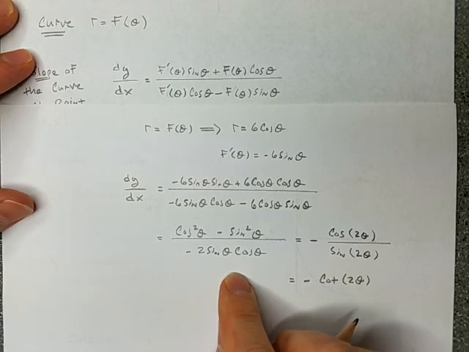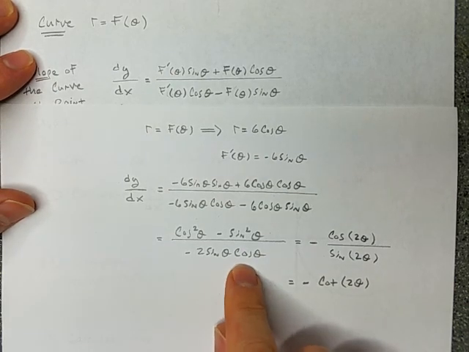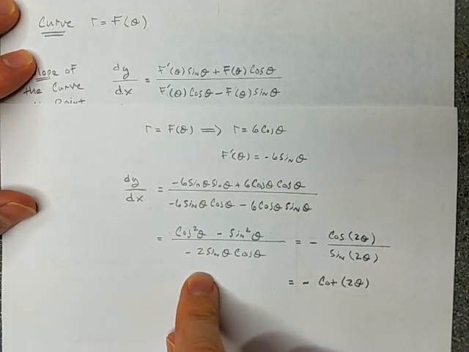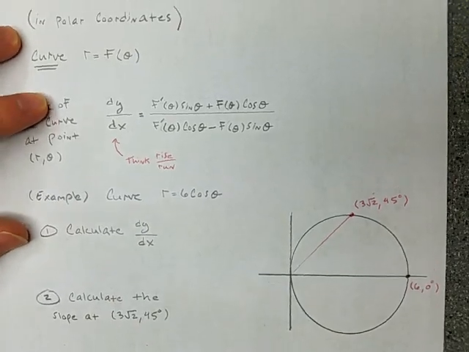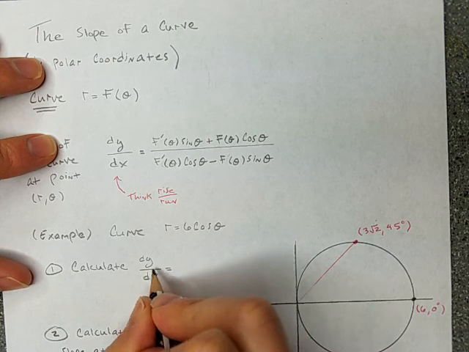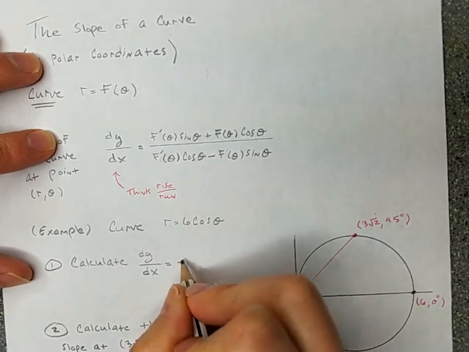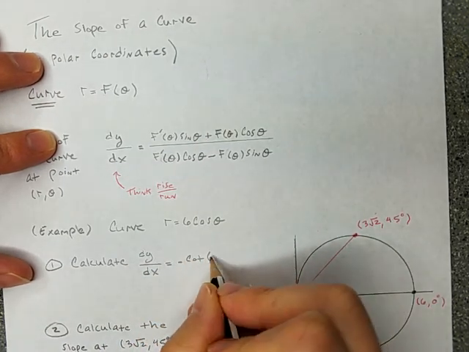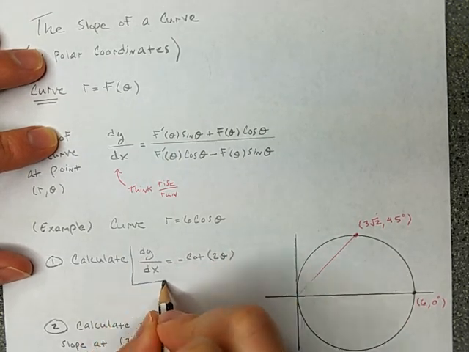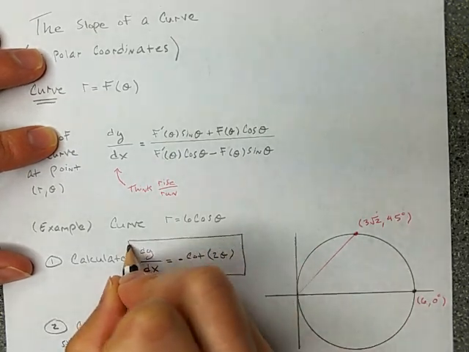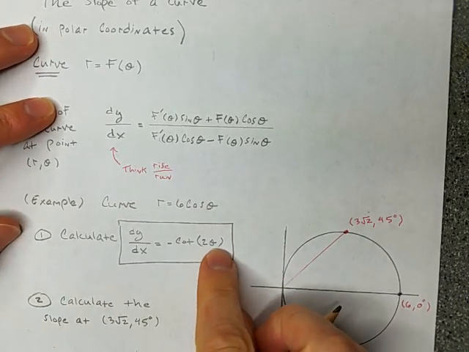Even if we have to look it up, you can go look it up if you're not sure. But I hope those look familiar. They are the double angle formulas for sine and cosine. So I'm going to do this. My first answer here, dy over dx, is negative cotangent 2 theta. That's the formula that will give you the slope of the curve at some point indicated by the angle.